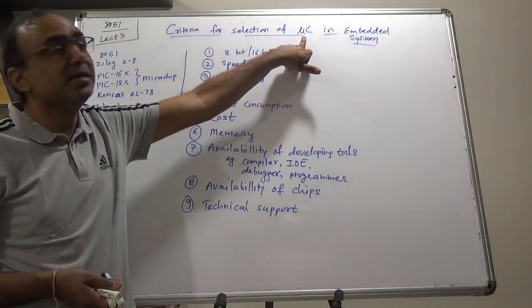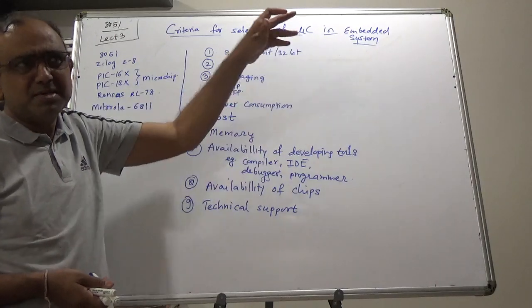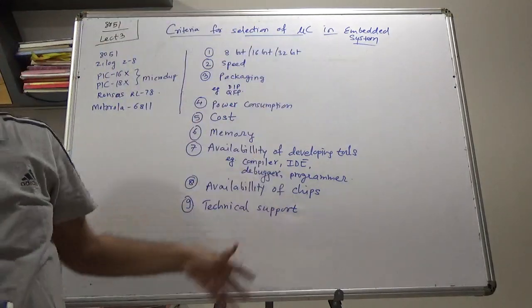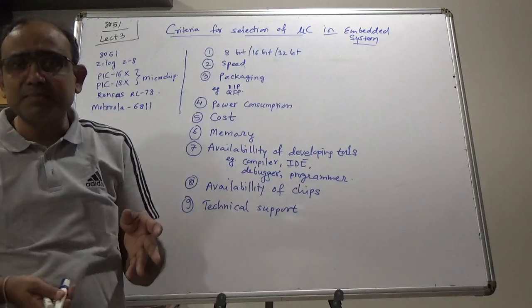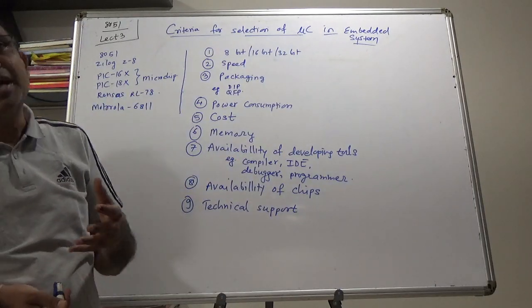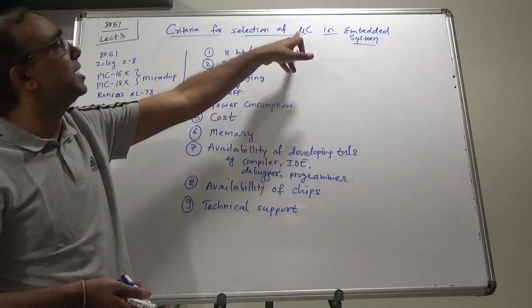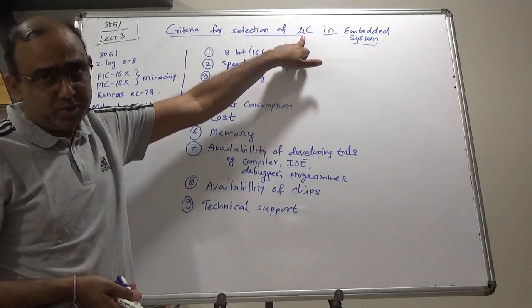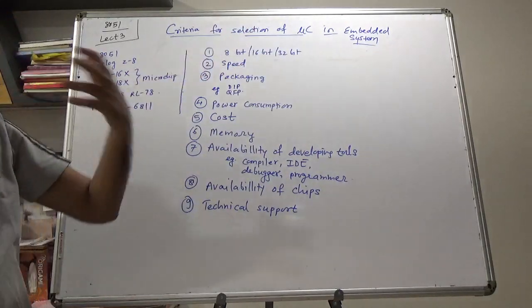of a microcontroller in an embedded system. Now we discussed in the previous lecture that in an embedded system there can be a microprocessor, there can be a microcontroller, but now we assume that most of the embedded systems have microcontrollers. So what criteria will you use?